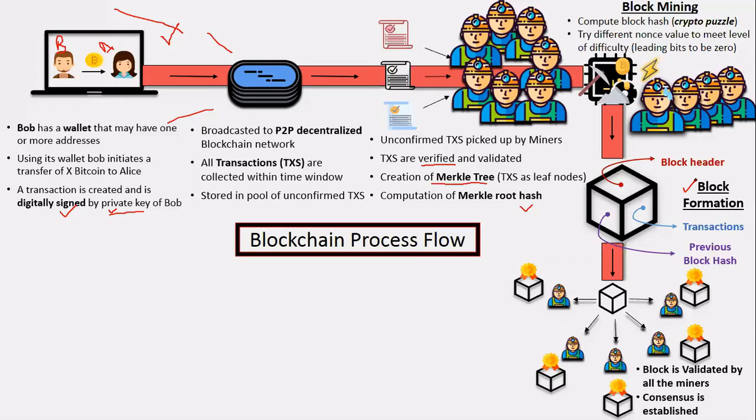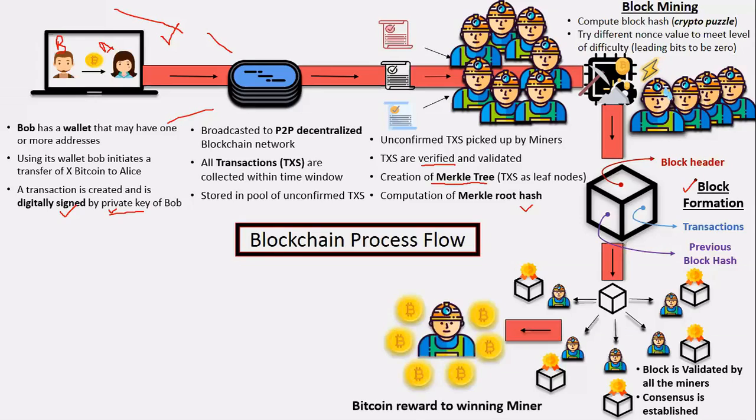And once all the miners are able to verify and validate the claim made by the winning miner, then the consensus is said to be established. All right. So other miners are also in agreement with the winning miner that yes, this new block is actually created and it's true and it's valid, right? The moment this consensus is established, the winning miner who was the first to find the hash value that meets the difficulty level, gets the reward in terms of bitcoins.